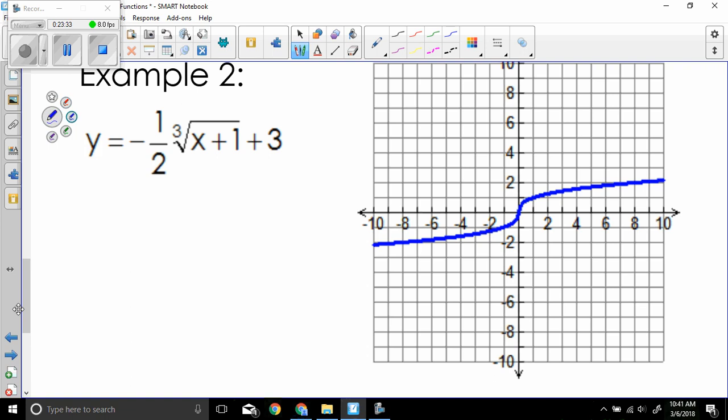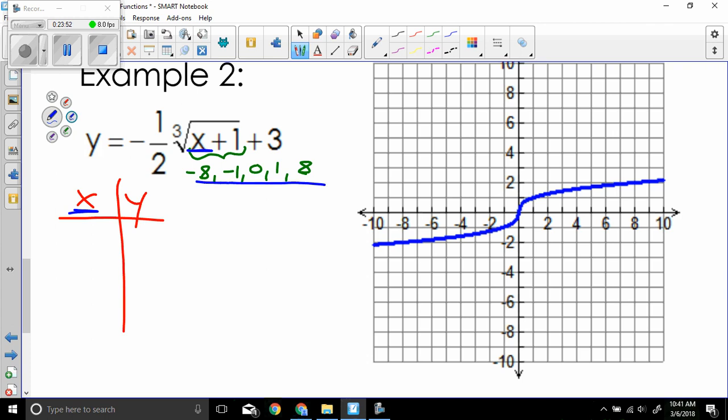So, let's see this one here. Okay, well, I know this guy right here I want to be negative 8, negative 1, 0, 1, and 8. So when I create my xy table, I'm thinking about x values that I'm plugging in right here that are going to give me these. What am I going to need to plug in for x to get a negative 8? Well, I need a negative 9. Negative 9 plus 1 would be negative 8. Cube root of negative 8 is negative 2. Okay, what's negative 2 times 1/2? What's half of negative 2? Well, that's negative 1. Negative 1 plus 3 would be 2.